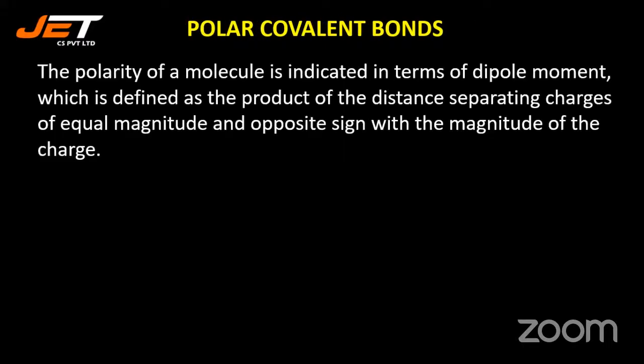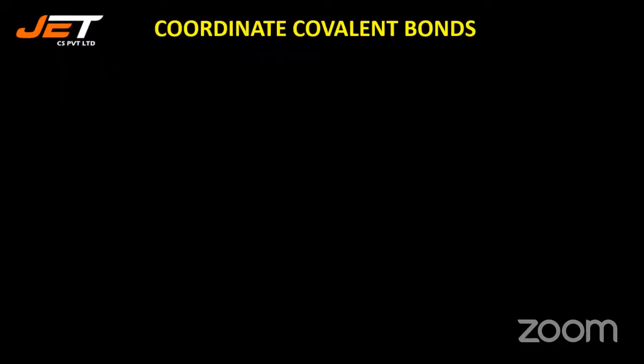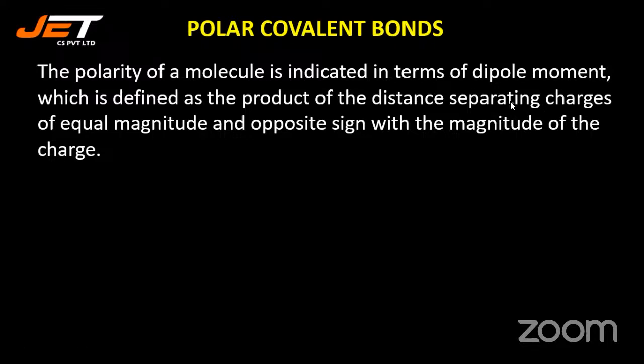Polarity of the molecule is indicated in terms of dipole moment, which is defined as the product of the distance separating charges of equal magnitude and opposite signs with the magnitude of the charge. So what is the dipole moment? Consider hydrogen and chlorine. There is a distance between hydrogen and chlorine. So that distance is multiplied by the charge.